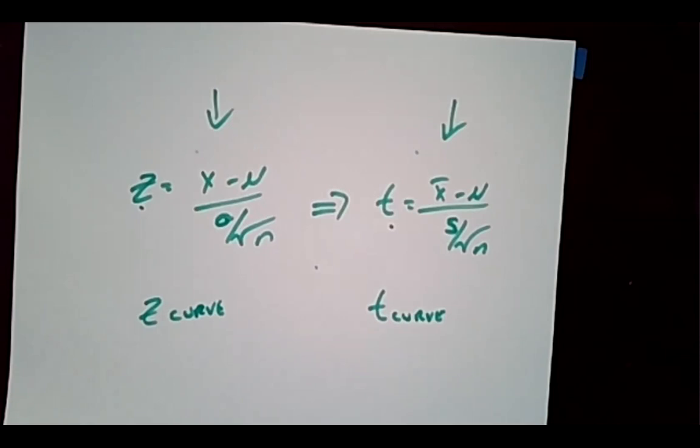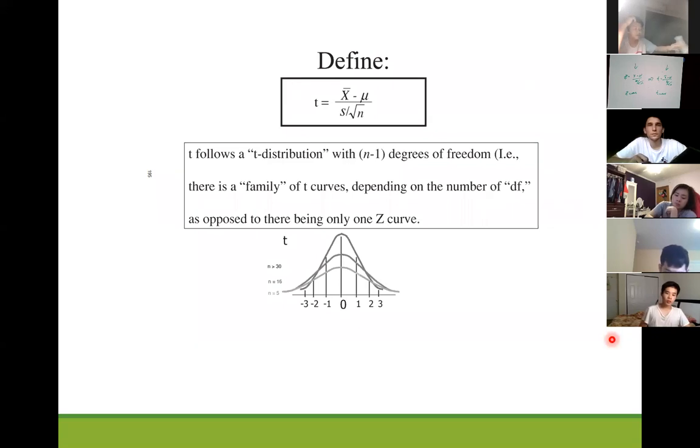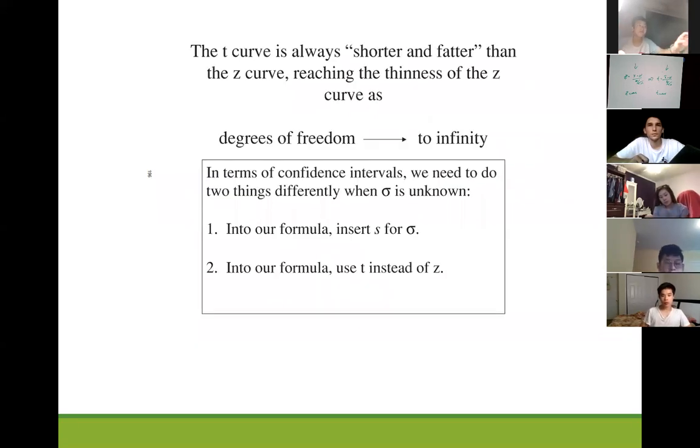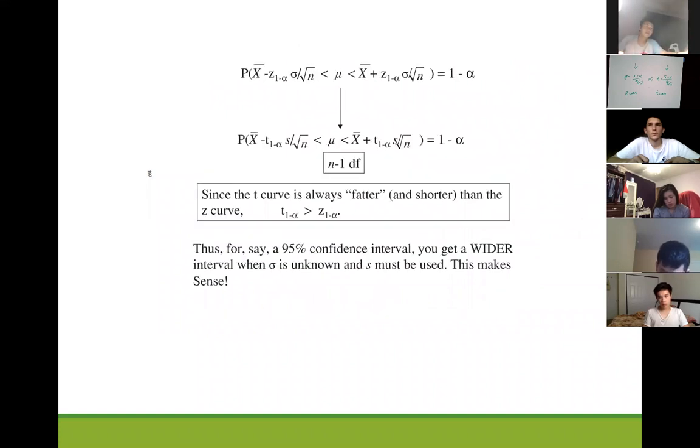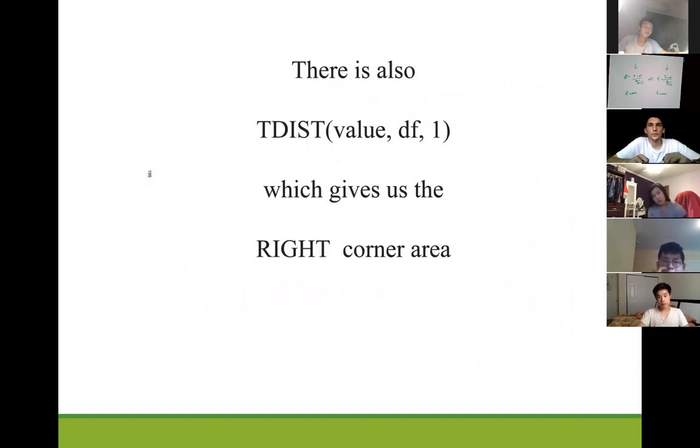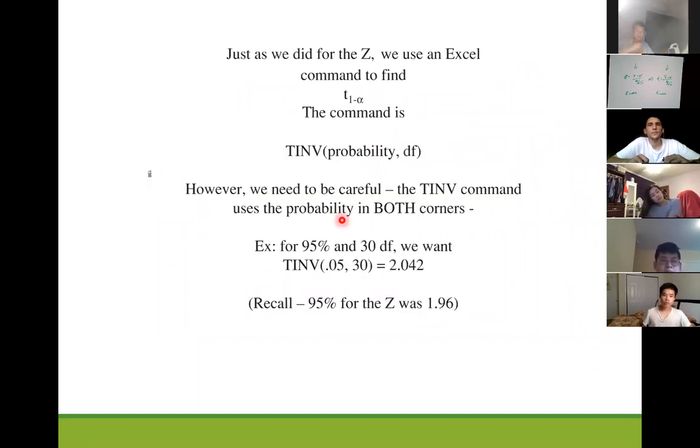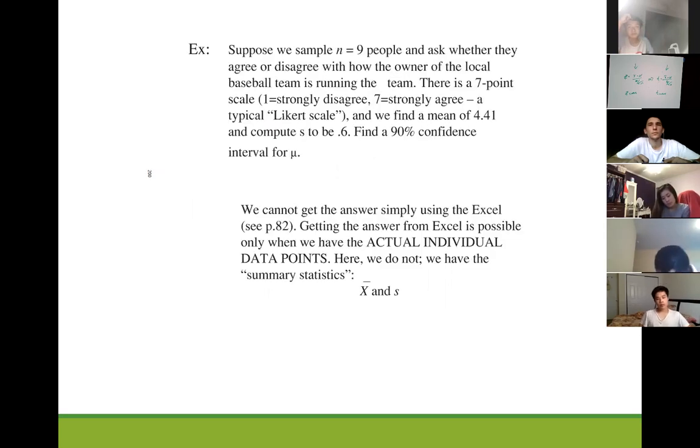I'll come back to that in a second. So in the formula, as I just showed you, you insert S for sigma, and it's a T curve rather than Z curve. I just talked about that when I showed you my document camera. So it's a different way to do this. Don't worry about these T commands. These are Excel commands. We'll talk about these later.